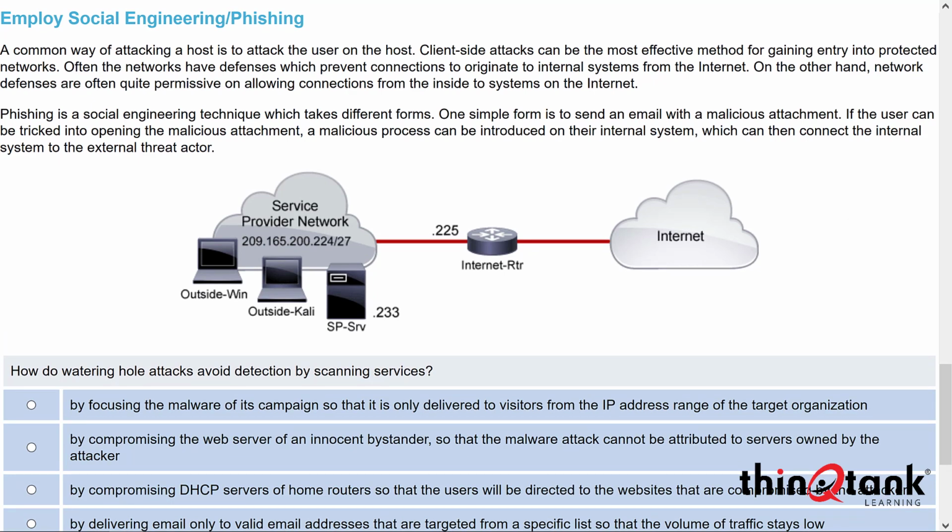Client-side attacks are effective for gaining entry to protected networks. A common example of this would be that fake pop-up that shows up on the computer that says, oh, you're infected, please call the help desk. Now, they don't have direct access to your computer. They don't have the credentials. They don't have the control. The UAC functions are restricting that potential access.